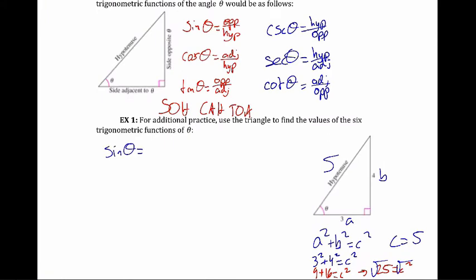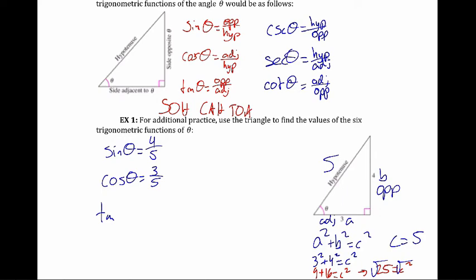The opposite side is the side that it's not touching. The adjacent side, well, that's convenient that I called the adjacent side A. So the side opposite is that B side, so it's 4 over the hypotenuse of 5. Cosine is the adjacent side, in this case 3 divided by the hypotenuse of 5. The tangent is the opposite over adjacent, so it's going to be 4 divided by 3.